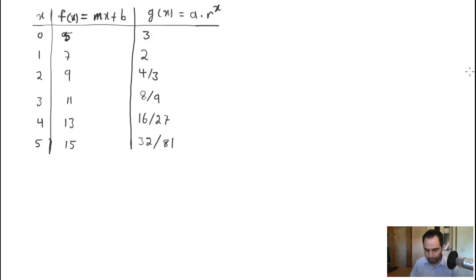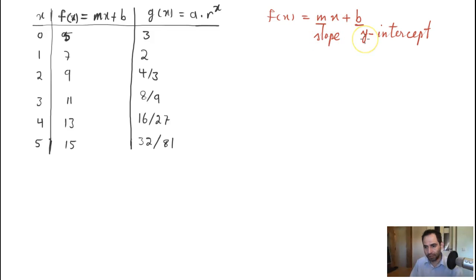In this video I have basically two functions. One of them is a linear function. The general form of a linear function, as you know, is f of x is equal to mx plus b. In a linear function, m is the slope of the function, x of course is your variable, and b is your y-intercept.